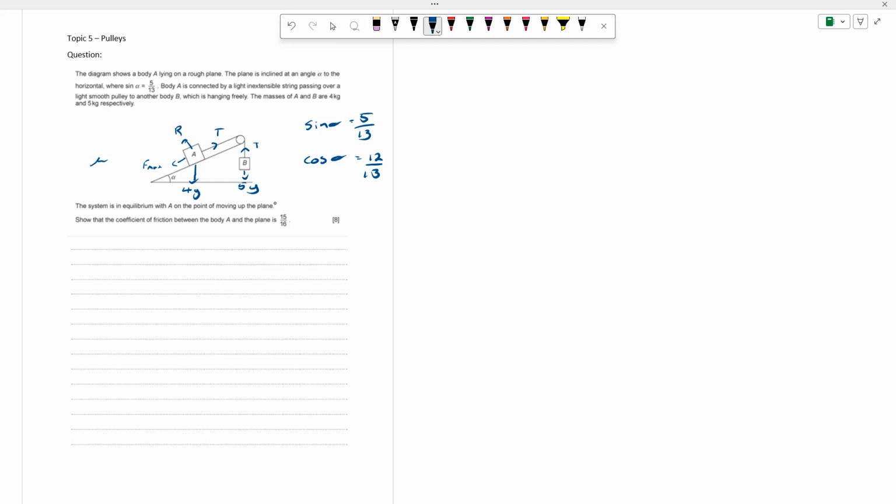Okay, so the first thing I'm going to do is look at this. When you've got pulleys, isolate your two things. So I'm going to look at either B or A first. I don't look at the whole system combined. I look at A and B separately. So I'm going to look at B first because I can find out what T is pretty quickly.